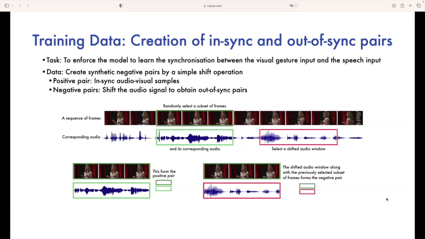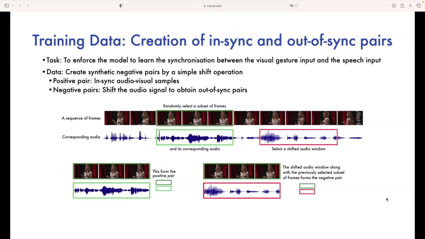So this is a very important part of our research, and I want all of you to understand this very clearly. So we can go through it again. All that we have is a sequence of frames and the corresponding audio. Now we randomly select a subset of these frames and its corresponding audio. And this forms the positive pair because here audio and its corresponding video subset are in sync. This is one thing, that is the formation of the positive pair.